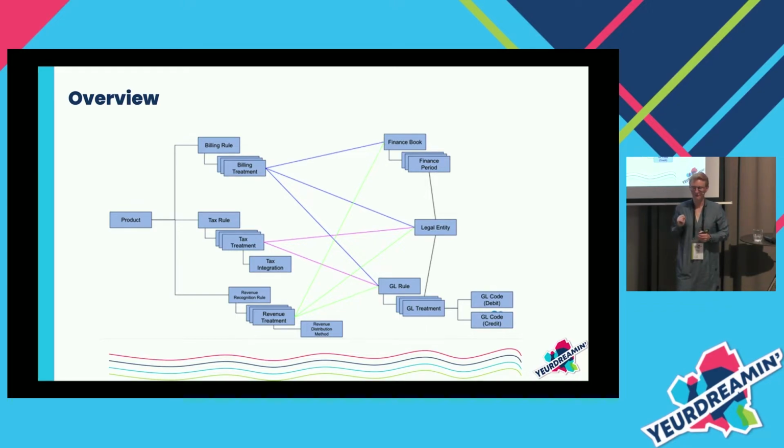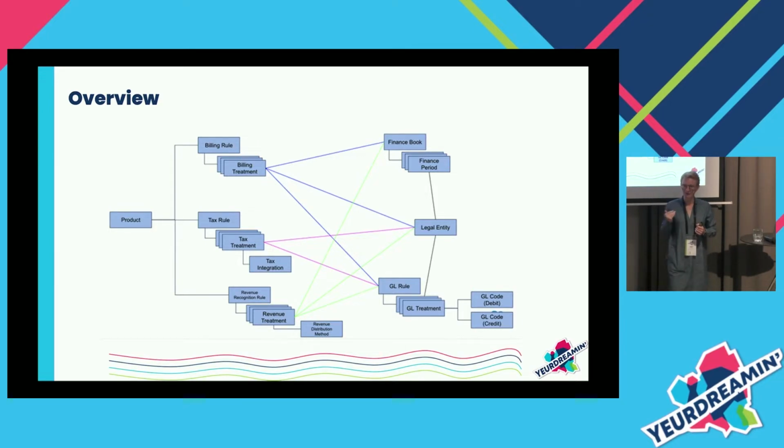Our tax rules: to which city, or to which country, are we going to bill that customer? That will be important to calculate the correct tax amount. And then revenue: how do we want to recognize revenue for that product? We want to do it on order activation. We want to do it on invoice posting. That's how we are going to define our rules on the product.